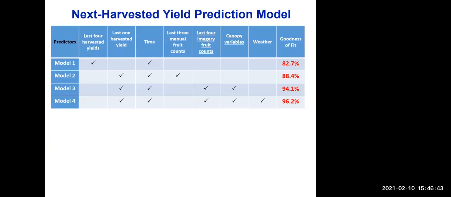So we used canopy metrics extracted from high resolution imagery in building strawberry yield prediction models. And we can see in this slide different models with different variables included, including the canopy metrics that we extracted from the images. And we can see that including these canopy metrics, the size of the canopies, improved the model goodness of fit.